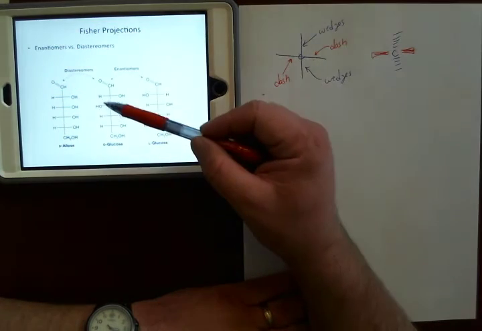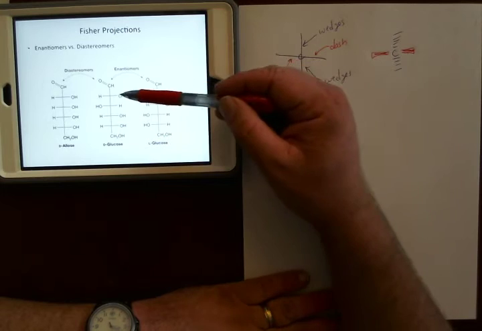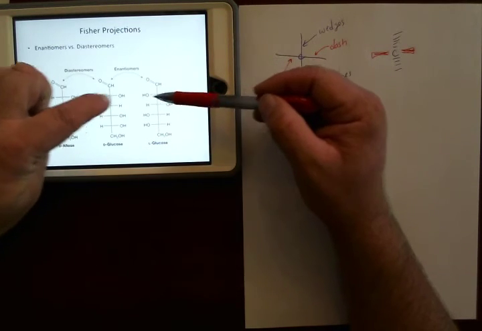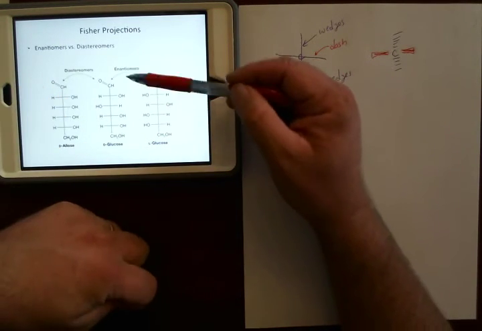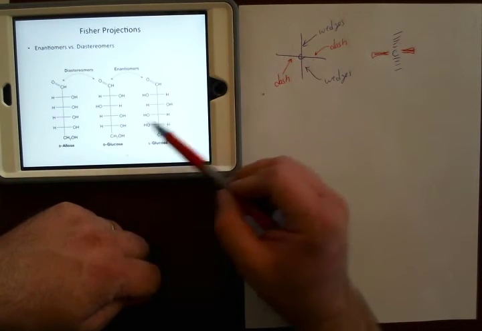made the diastereomer. We've switched only one of them. But for enantiomers, we've switched all four of these. So it goes here, here, here, and here. And this is the exact mirror image of each of them. And so these are, in fact, enantiomers of each other.